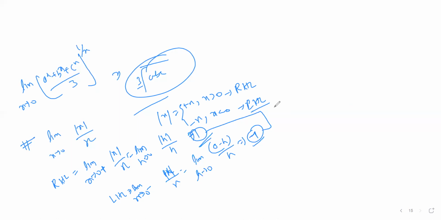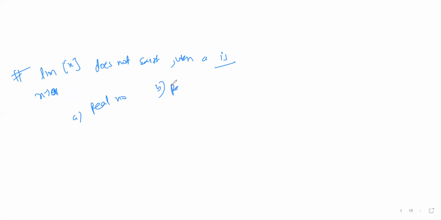Similarly, the greatest integer function. Another question is given: limit x tends to a, greatest integer function of x, and it is asked that it does not exist when a is a real number, a rational number, an integer, or all of them. So see, at an integer it will not exist, but at a real number it can exist, at a rational number it can exist, at an integer it will not.